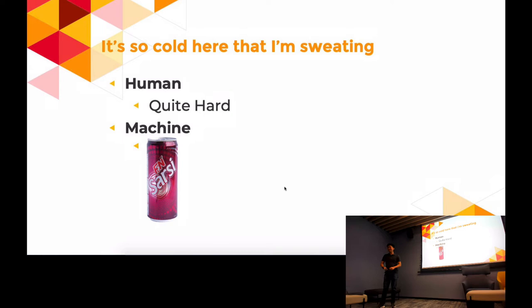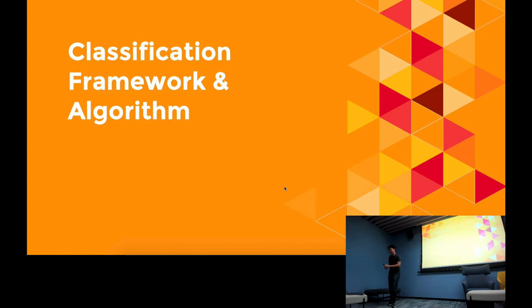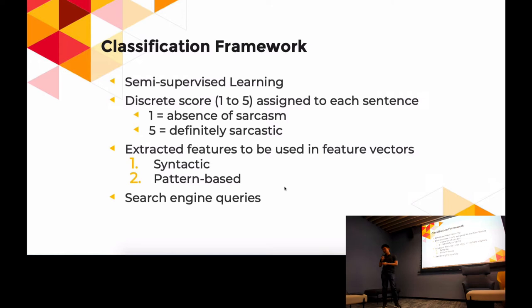So the classification framework and algorithm. The classification framework is a semi-supervised learning framework. Given a review, certain people assign a score from 1 to 5, with 1 being a total absence of sarcasm, while 5 is a definite sarcastic sentence. We also extract syntactic and pattern-based features. And search engine queries were utilized to provide more examples for the training set as well. I'll mention more about that later.